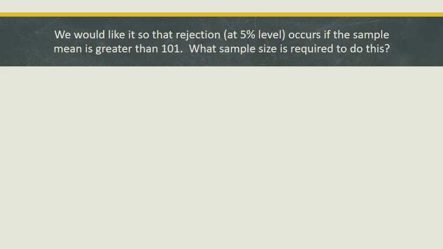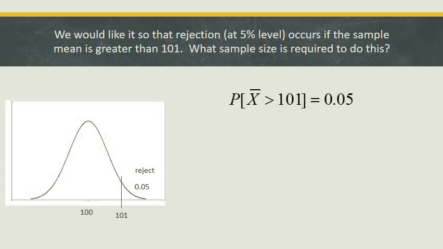Okay, same question, but this time we're told that the level is 5%, and I want the sample size such that the critical value is equal to 101. This is a new twist on the question. Once again, the distribution looks like this under the assumption of the null hypothesis that the mean is equal to 100. The threshold for rejection is 101, and the level is 5%, so the area beyond 101 must be equal to 0.05.